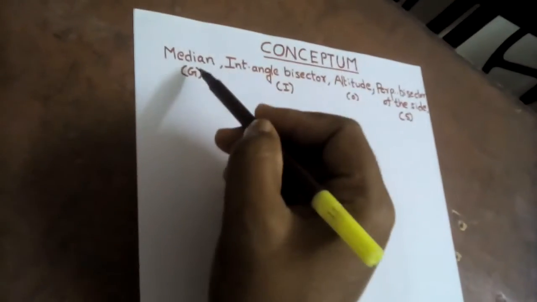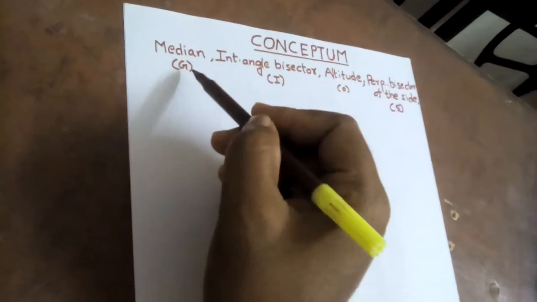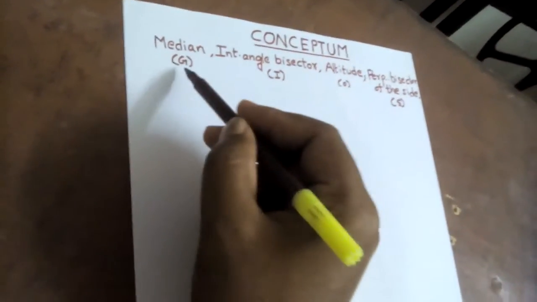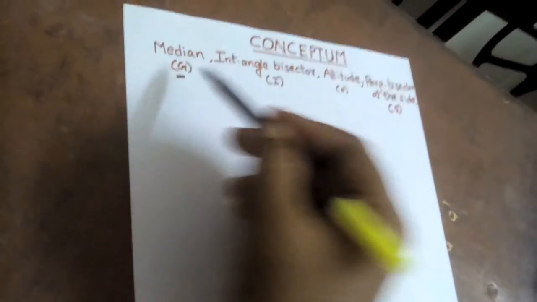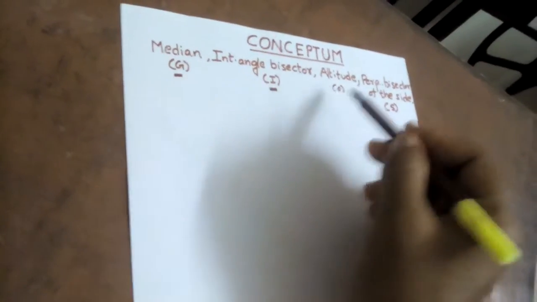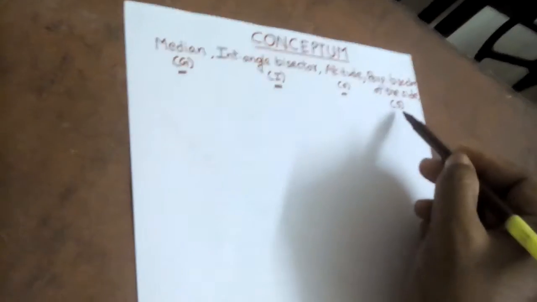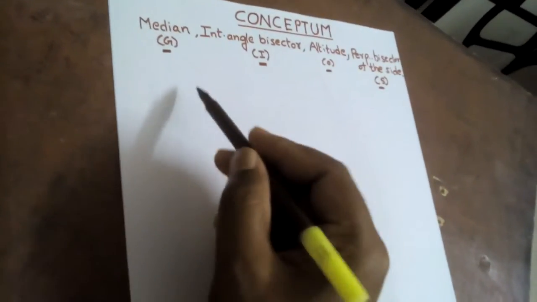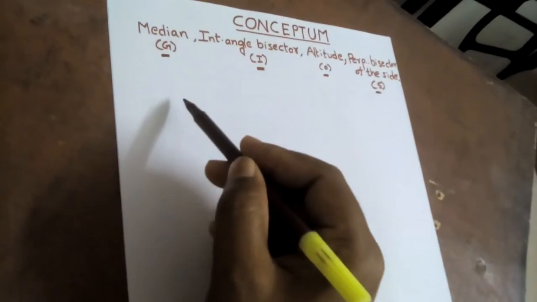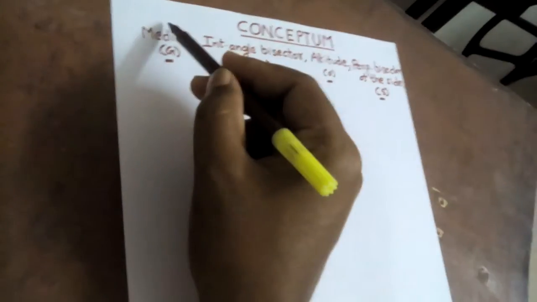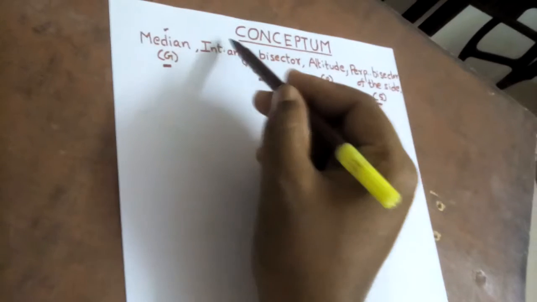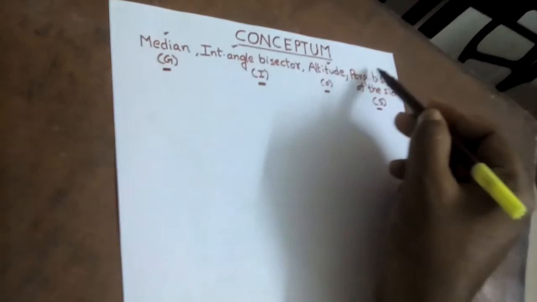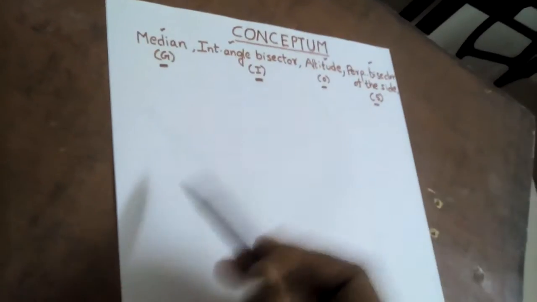Today we discuss centers in a triangle, that is centroid, incenter, orthocenter and circumcenter. Before going to discuss these centers, we have to know what is median, what is internal angle bisector, what is altitude, what is perpendicular bisector.